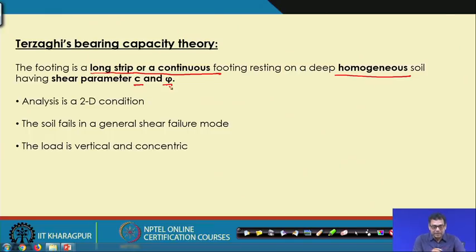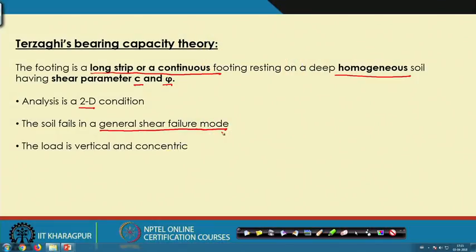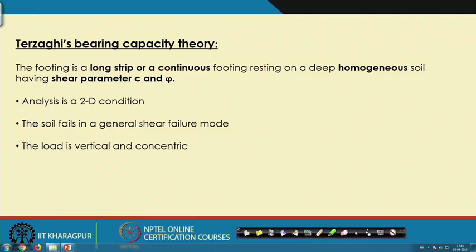Now, this analysis is applicable for the strip footing. So, it is a 2D analysis, a plane strain analysis, and the soil fails in general shear failure mode. Here, the other assumption is that soil fails in general shear failure mode. This theory was originally developed for general shear failure mode, and the load is vertical and concentric. That means the load is vertical and acting at the center of the footing. So, these are the assumptions of Terzaghi's bearing capacity theory.